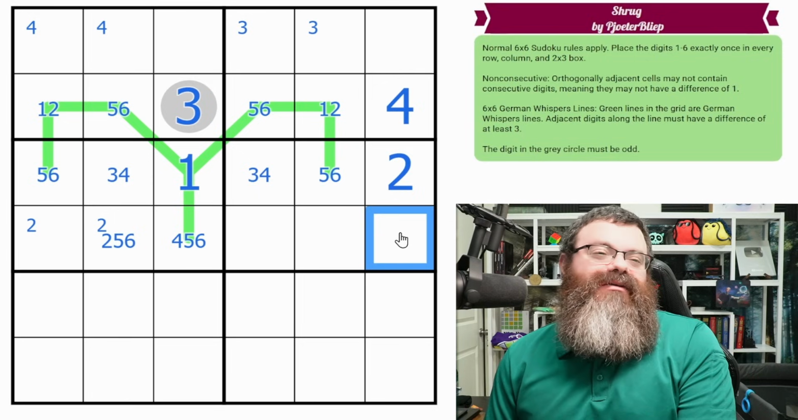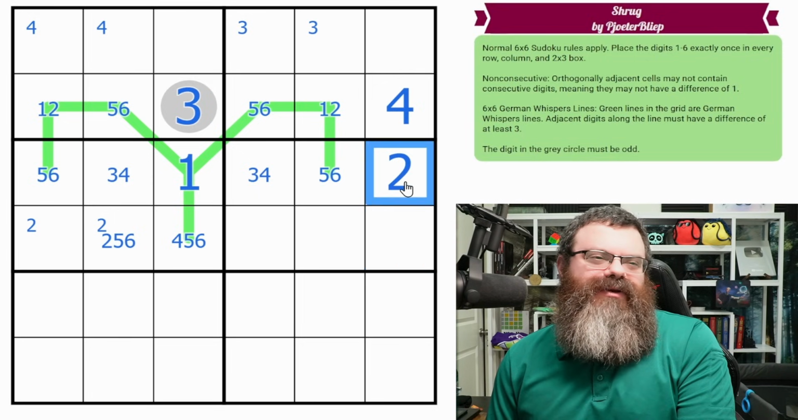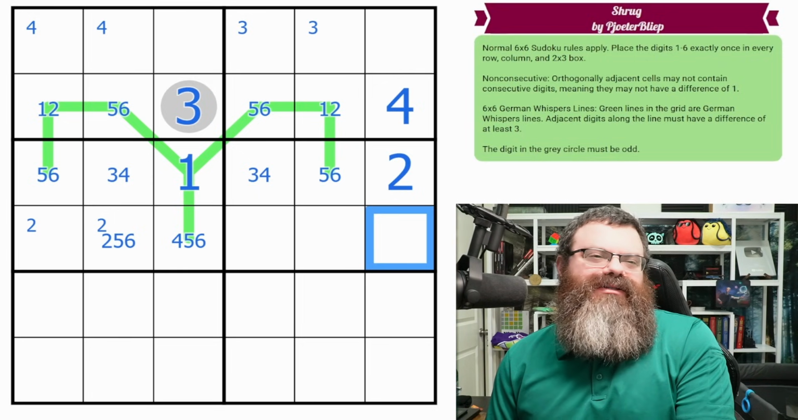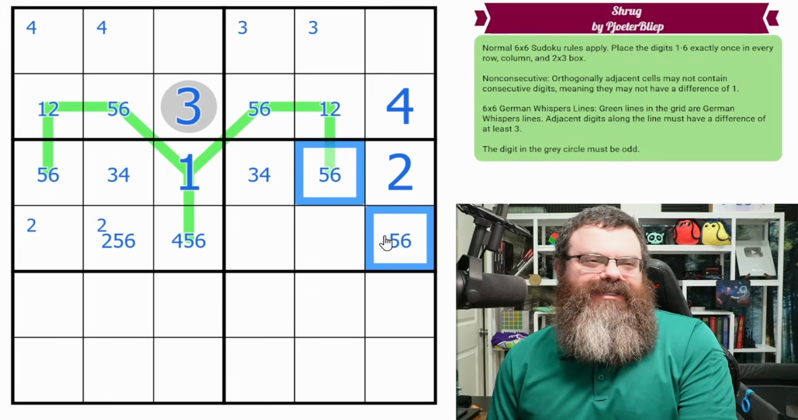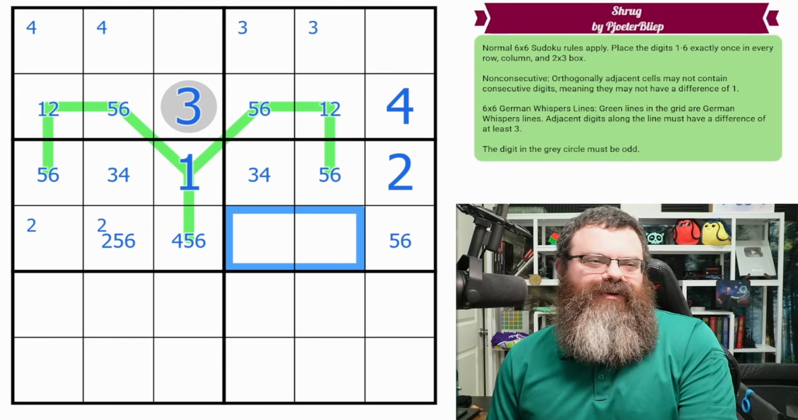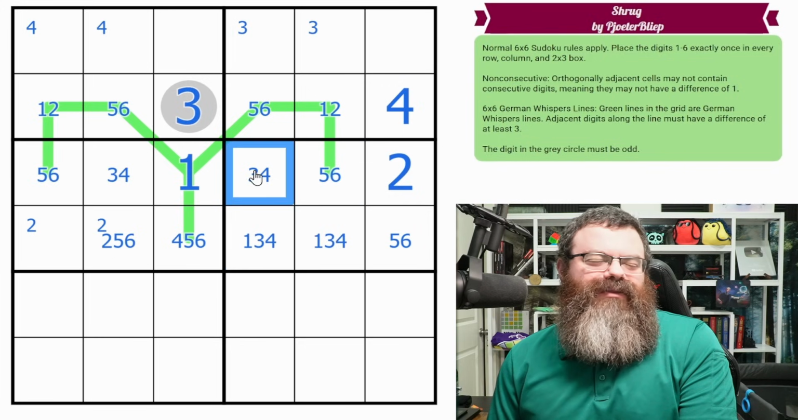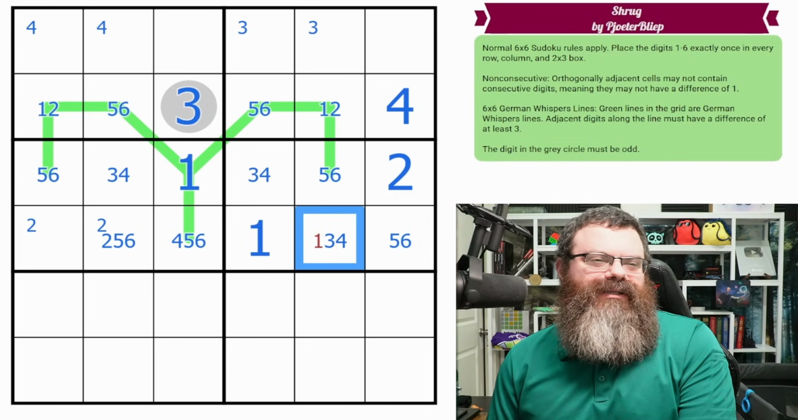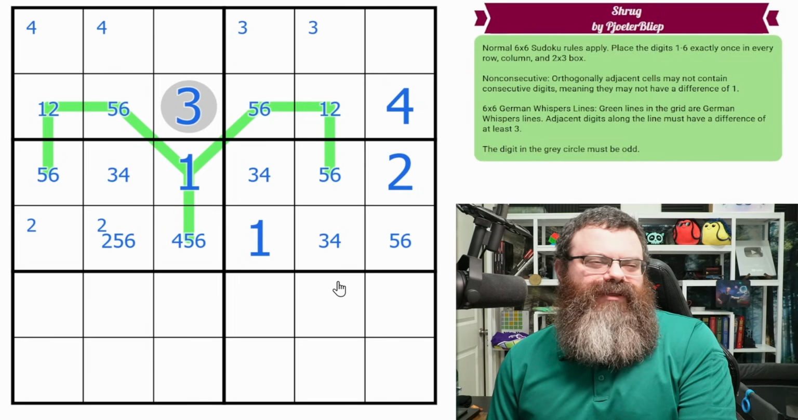So this can't be 1, 2, 3, or 4. It can't be 1 or 3 because it's next to the 2. It also can't be 4. So this is from 5, 6 only. This is a 5, 6 pair now. So these are from 1, 3, 4. 3, 4 can't be next to 3, 4. So that's our 1. Leaving 3, 4 there.